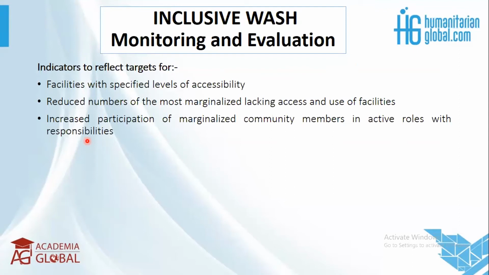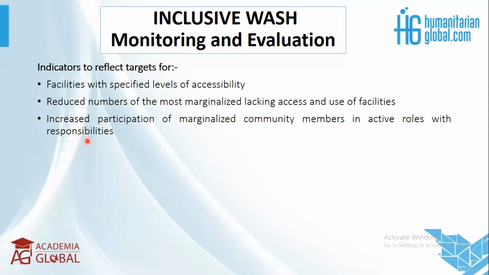So in terms of monitoring and evaluation, when we set indicators in terms of M&E, they should be able to reflect, and these are just examples, in terms of facilities: how many of the facilities that we have put up have levels of accessibility. So it's not just a blanket, like people are having access to water, but we need to ensure how many facilities really have specified levels of accessibility to different groups within the community.